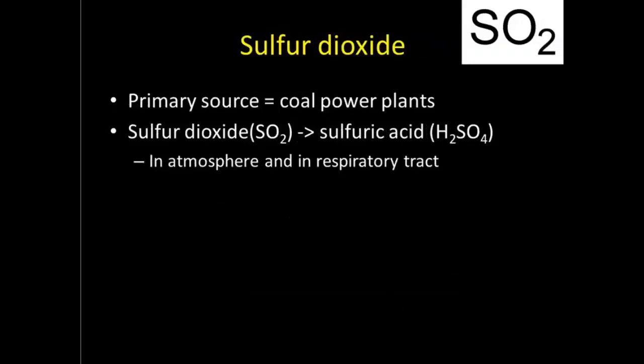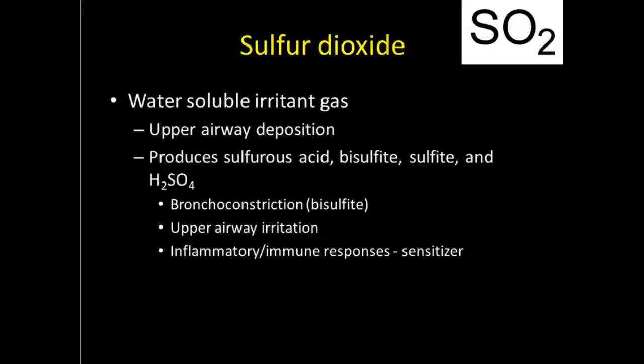Sulfur dioxide, SO2, the primary source is coal-powered plants. And so the problem with sulfur dioxide is that not only does it pollute the air, but when it combines with water, like in your mucosa, like in your eyes and your nose and your throat, it converts to sulfuric acid. That also happens in the atmosphere. And so it can cause mucous membrane irritation. It's a water-soluble irritant gas, essentially, and can cause not only the upper airway irritation, but also some bronchoconstriction.